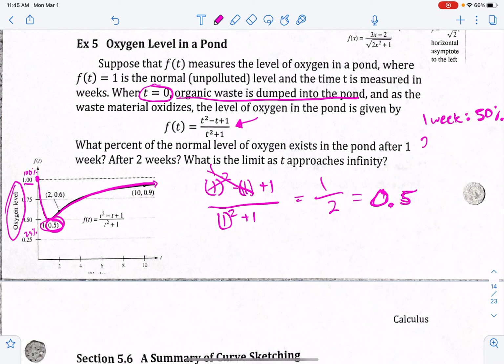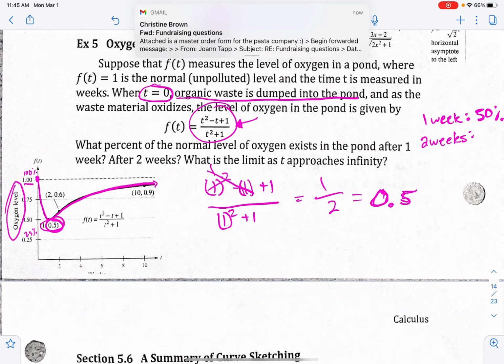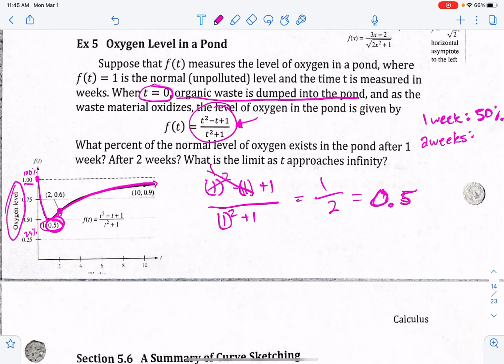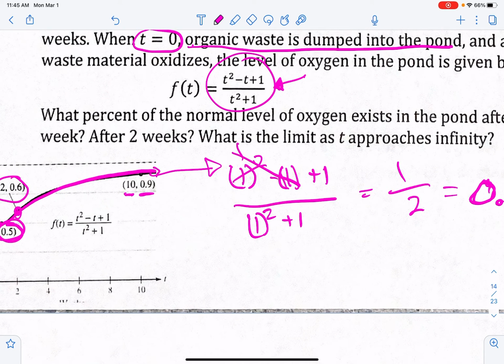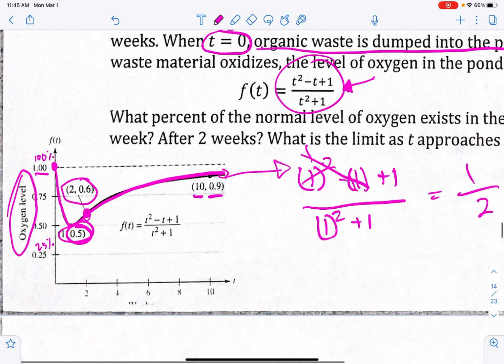After 2 weeks, we would plug 2 in for t in here. But we'll just cheat and look at the graph. It is at 60% oxygen, so it's on the rebound. It's on its way back up. And then what is the limit approaching as t approaches infinity? So as we keep going on, 10 weeks, 11 weeks, 12 weeks, at 10 weeks it's at 90% oxygen again, but 11 weeks, 12 weeks, what will it approach? It's going to approach that horizontal asymptote, which is at 100%.